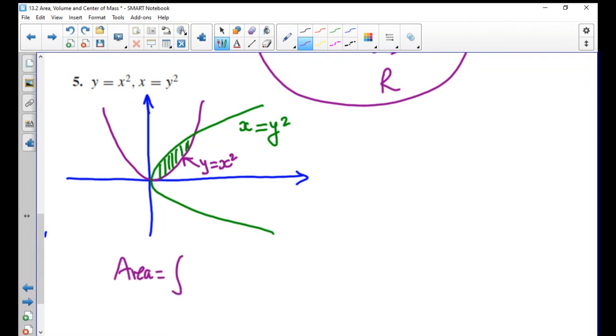So the area is the double integral of dA over the region R. Now this time, what did you decide, guys? Would you integrate with respect to x first or y? Why? You could do it both ways, by the way. It's exactly the same. If you do it with respect to y, then it's fine.